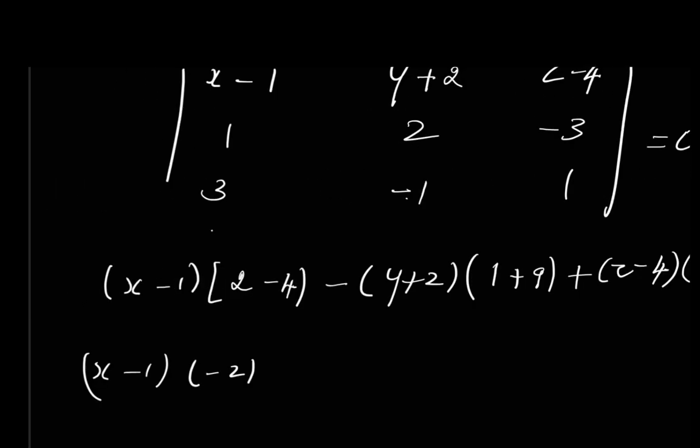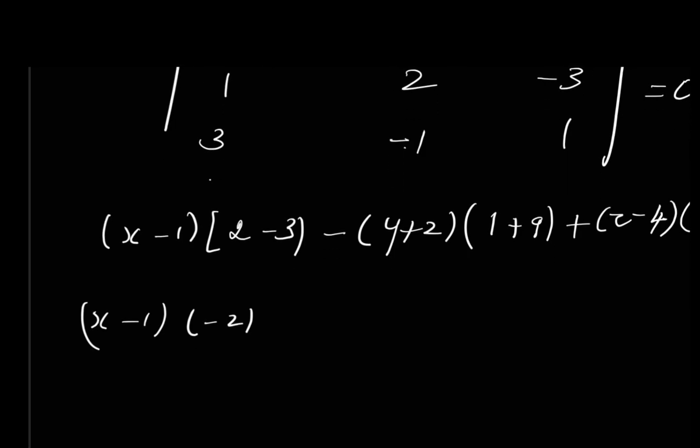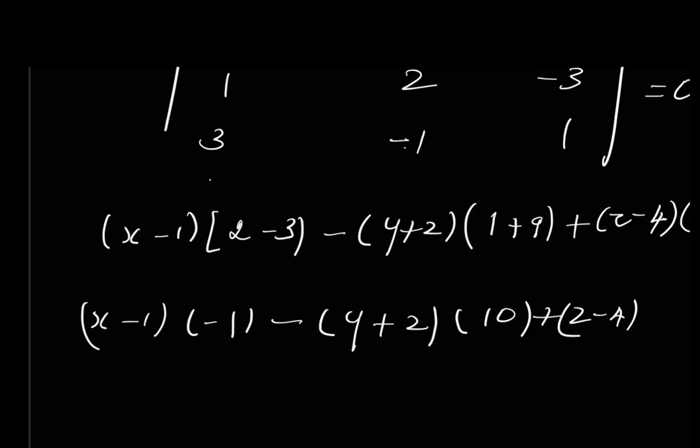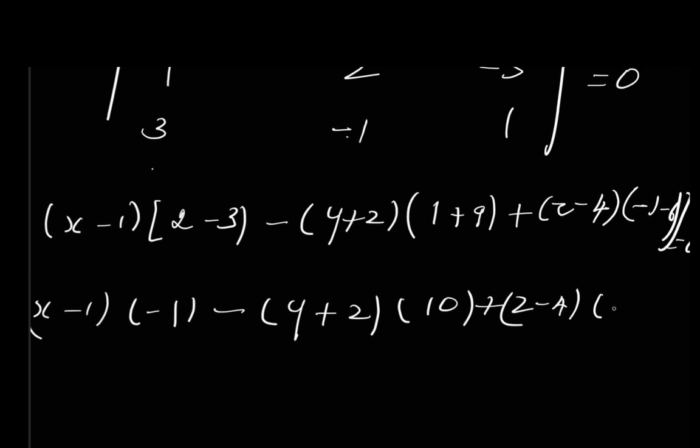See here, one small mistake. X minus 1 into 1 2s are 2, 1 3s are 3, I wrote minus 4, it just changes to minus 3. So you will get here 1 minus 1, minus y plus 2 into 10, plus z minus 4 into minus 7 is equal to 0.